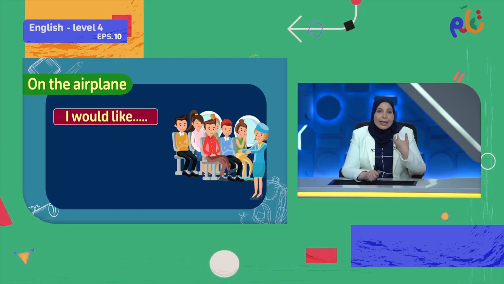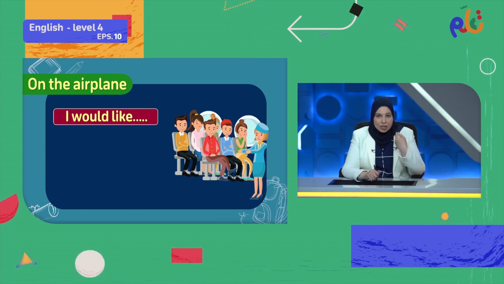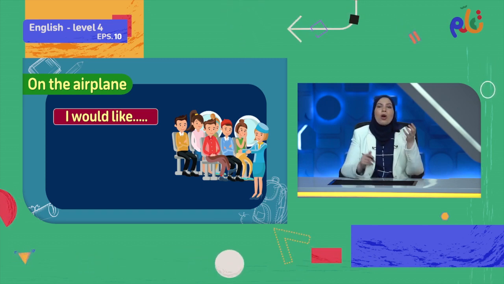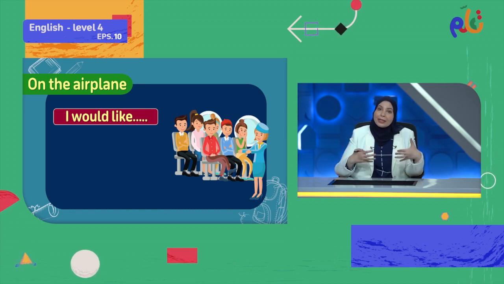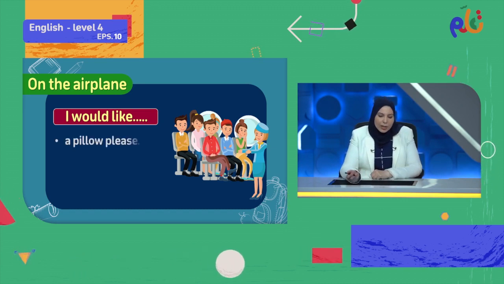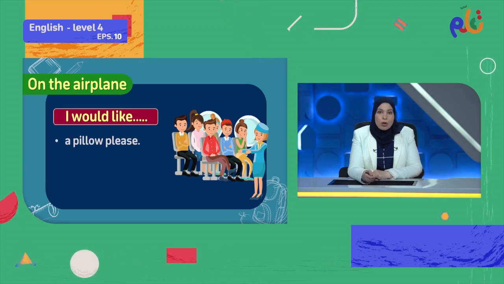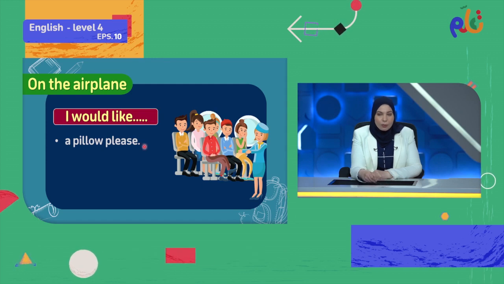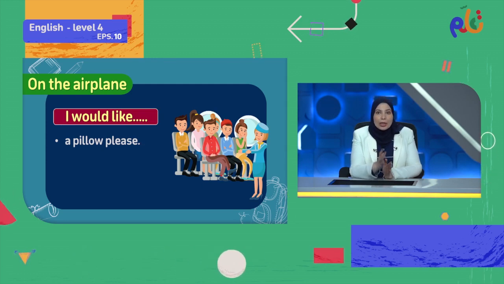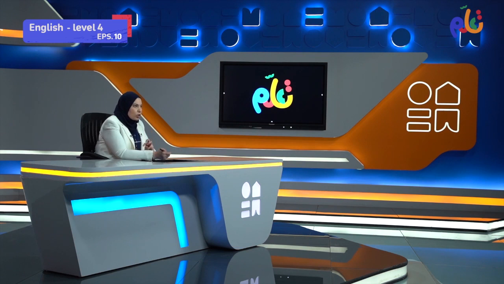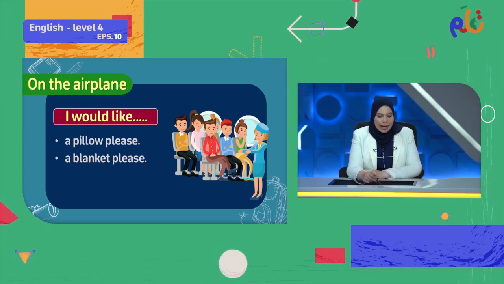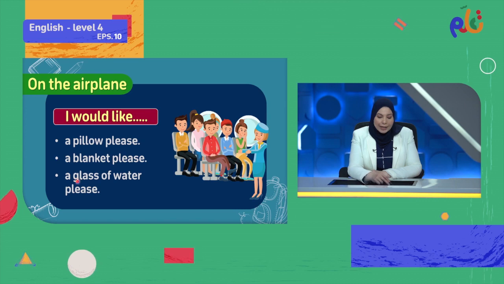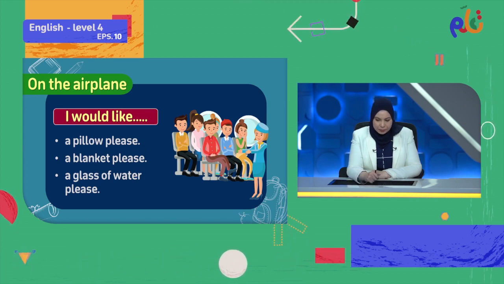And here we have statements that we as passengers might have. And these are general requests that you might need on the plane. So general requests like what? A pillow maybe? So yes, on the plane we might ask for a pillow. So I would like a pillow, please. And we usually use I would like, we never use I want, because we try to stay formal and try to stay polite. Or I'd like a blanket, please. I'd like a glass of water, please.